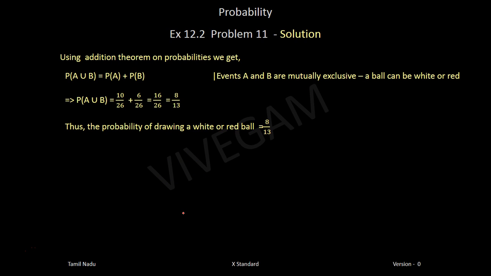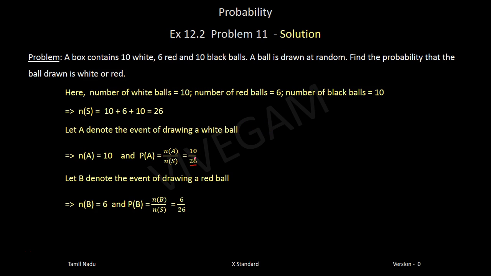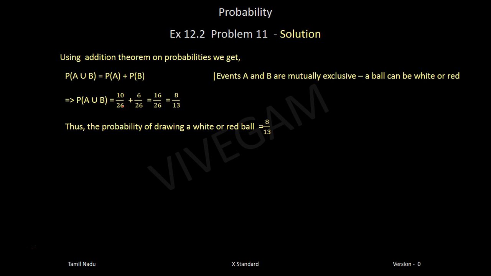Then all we need to do is substitute in the addition theorem. Probability of A union B is probability of A plus probability of B, as the events are mutually exclusive and A intersection B will not be there. Substituting, probability of A is 10 by 26 and probability of B is 6 by 26. That is 16 by 26; 2 goes 8 times, 2 goes 13 times, so it's 8 by 13. The probability of drawing a white or red ball is 8 by 13.